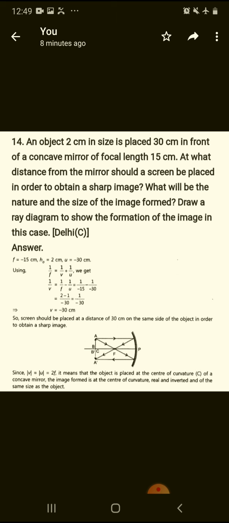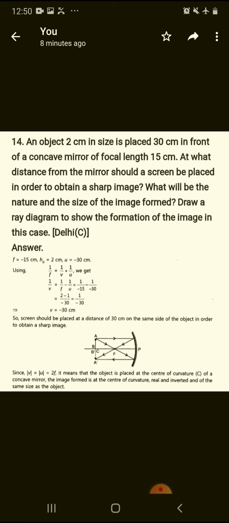That means which thing do we have to find? Screen be placed means where we are getting the image. So we have to find v, so that we will obtain the sharp image. u is given to us, f is given to us. With the sign, we will put the values in the mirror formula, that is, 1 upon f is equal to 1 upon v plus 1 upon u. We will get the value of v, that is equal to minus 30 centimeter.